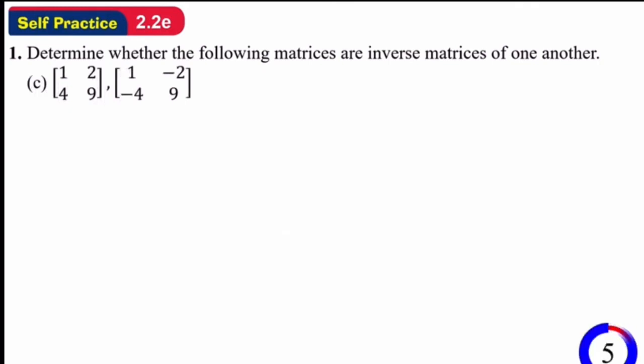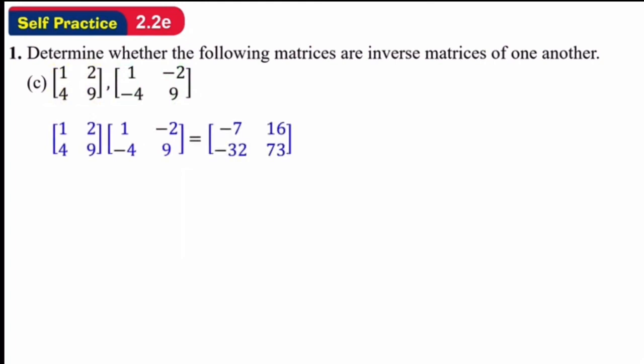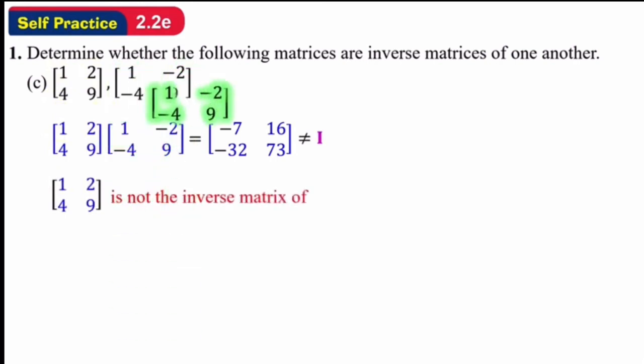Okay, let's try C: [1, 2; 4, 9] and [1, -2; -4, 9]. Let's multiply the two matrices. You still remember how to multiply? You take 1 times 1 plus 2 times negative 4. Again, it seems like it is not the identity matrix. So we can say that [1, 2; 4, 9] is not the inverse matrix of [1, -2; -4, 9]. Okay, so that is basically how you determine the inverse matrix.